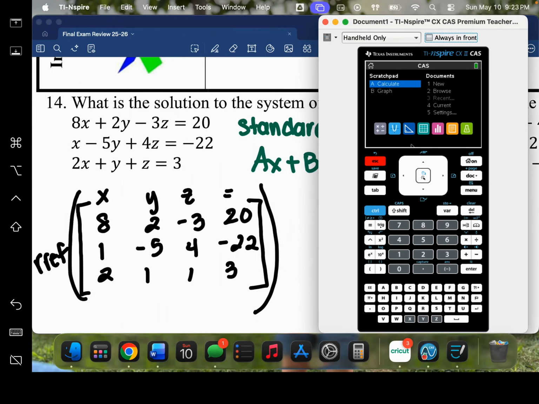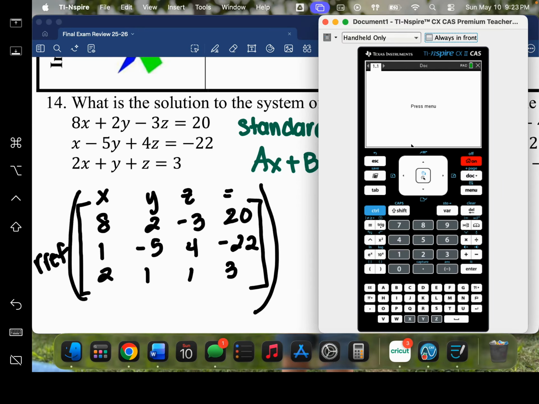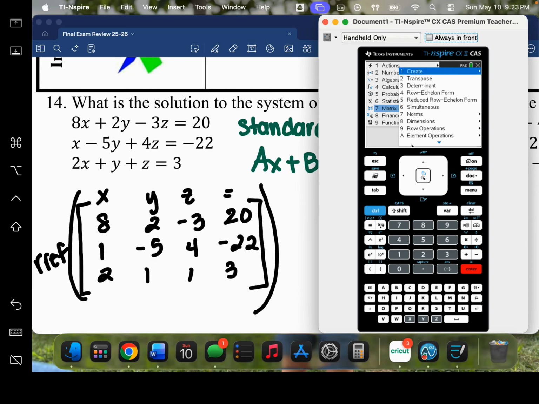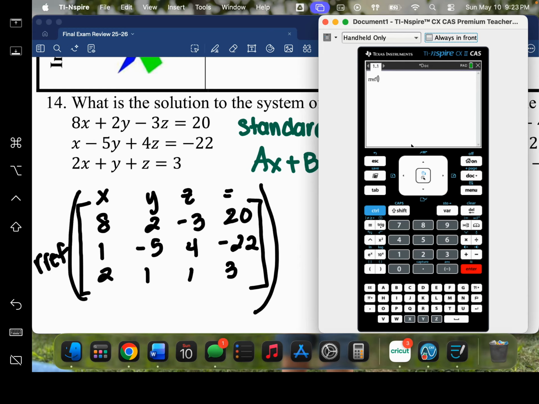All right, so you want to press home, and then if you want to add a calculator. So in order to get that RREF, you can use the keyboard down the bottom, but if you're going to forget what you need to type, you want to press menu, go down to number 7 where it says matrix and vector, and then you want to go to number 5, reduced row echelon form, and press enter. And that will give you your RREF.